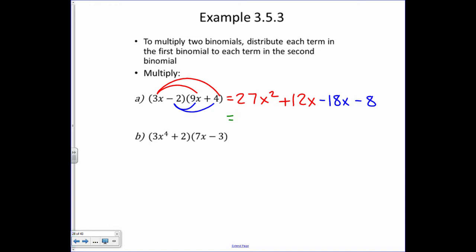And now we're not quite finished because we can add some like terms. We get 27x squared. 12x minus 18x will give you minus 6x, minus 8.